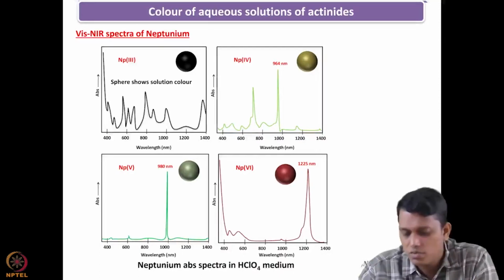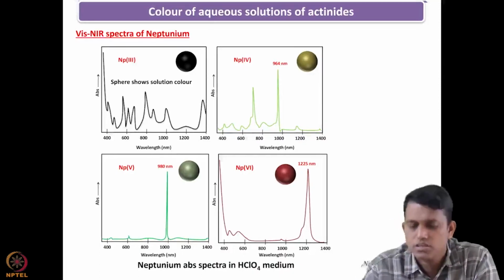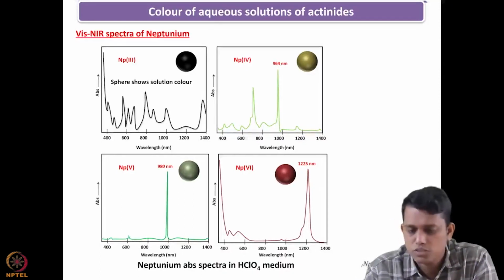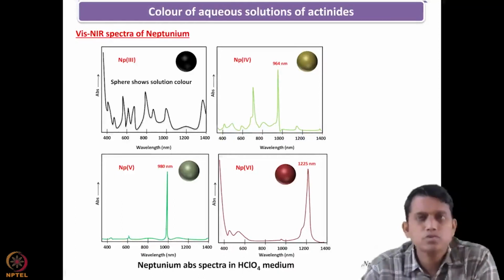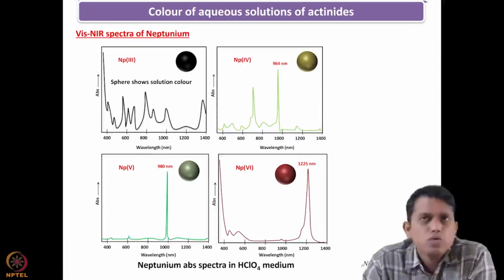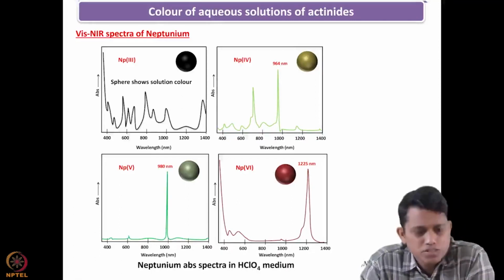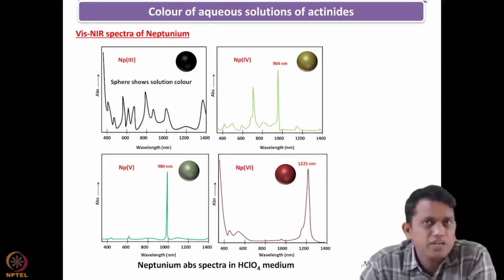The peak position is around 1225 in this case. It is around 964 for neptunium 4. It is around 715 or so, and around 980. So you can see that every oxidation state has a different peak, or you can say they have distinct spectra. We'll try to use this information when we study the applications of this UV spectroscopy in electrochemistry. Do remember this, that they have very different spectra.